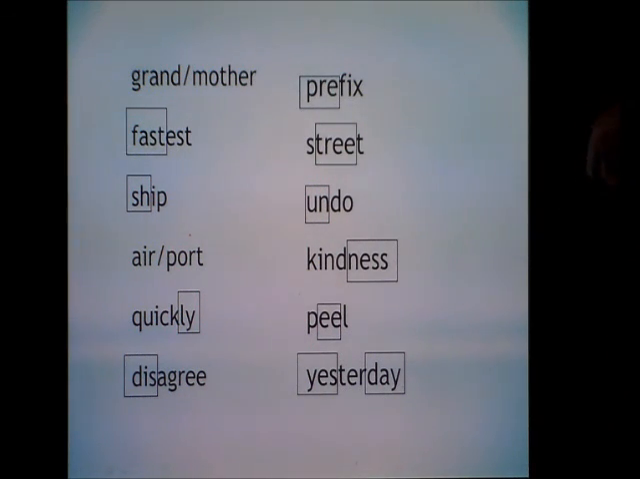So now you can read any word you like. Use your word attack strategies, and it really is easy.